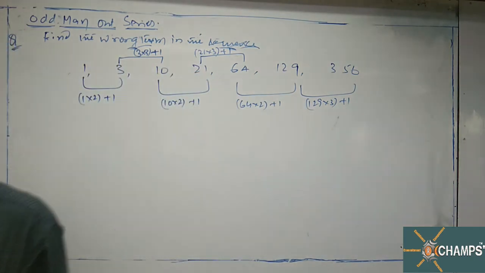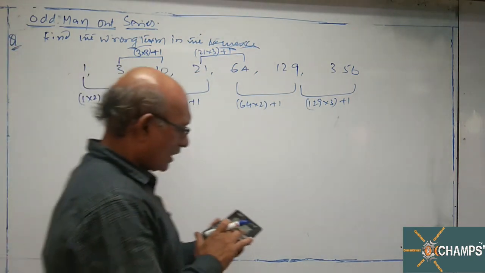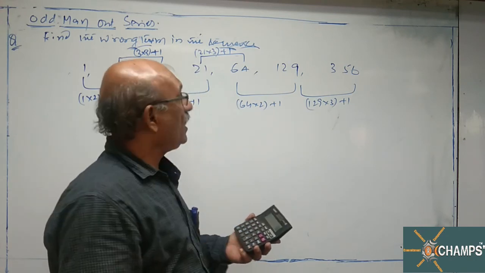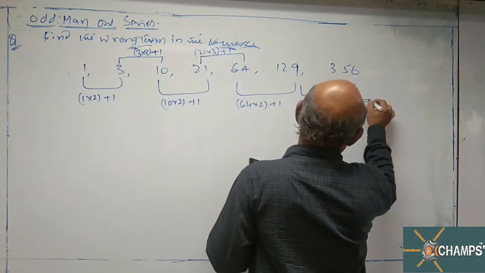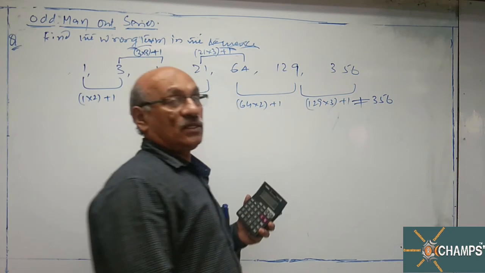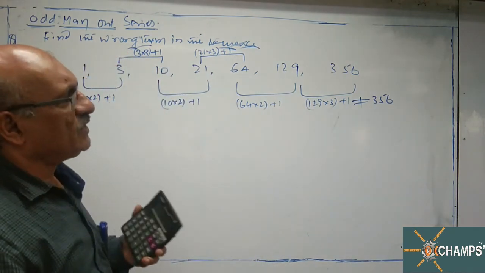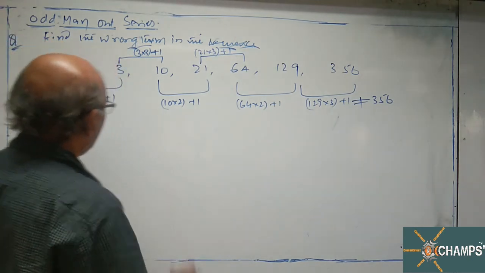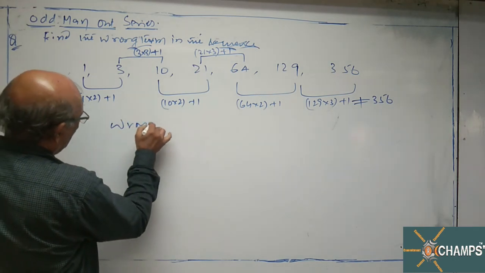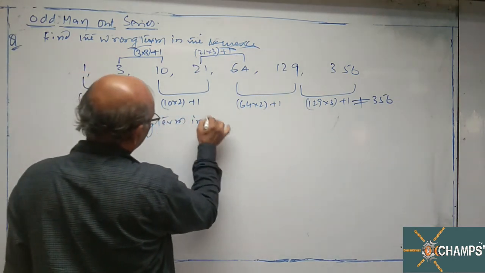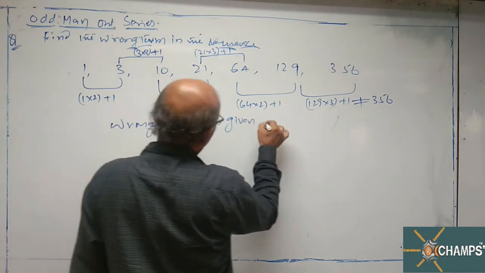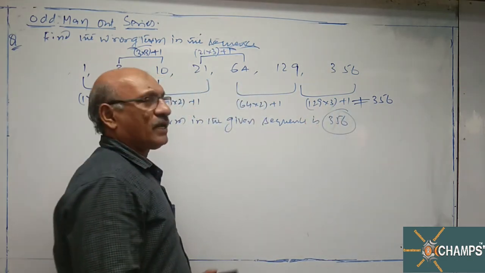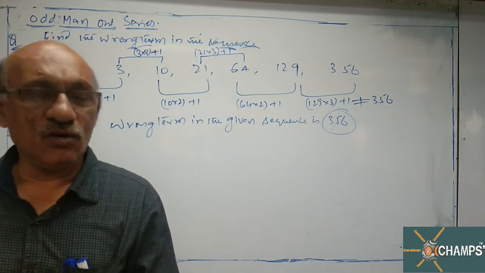Let me check this. 129 into 3 plus 1, 388. So this is not equal to 356. Except for 356, everywhere the same logic is followed. Wrong term in the given sequence is 356. Note down, sir.